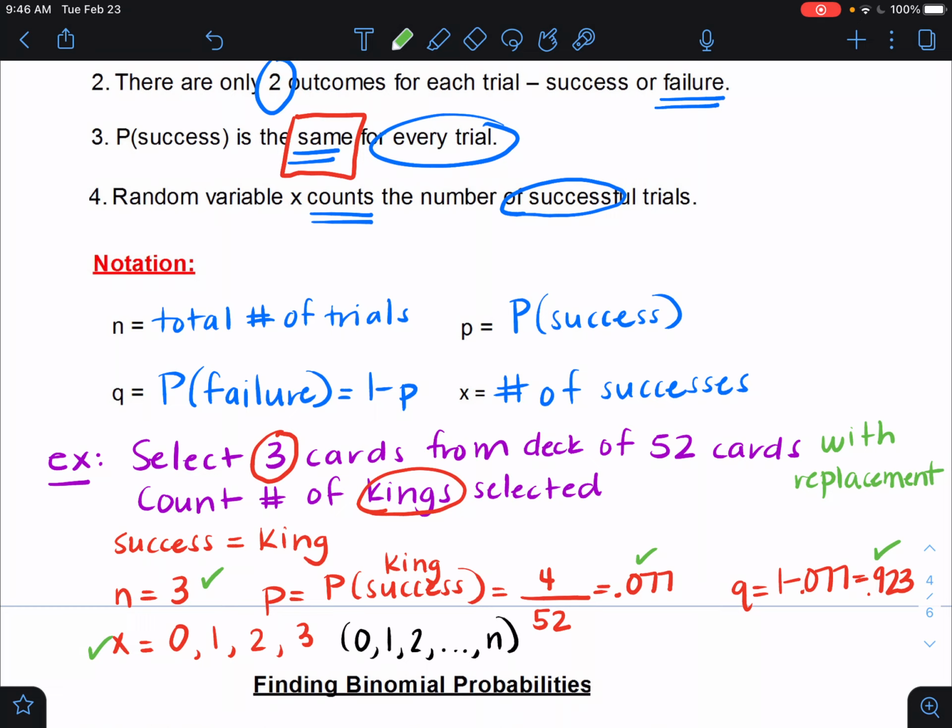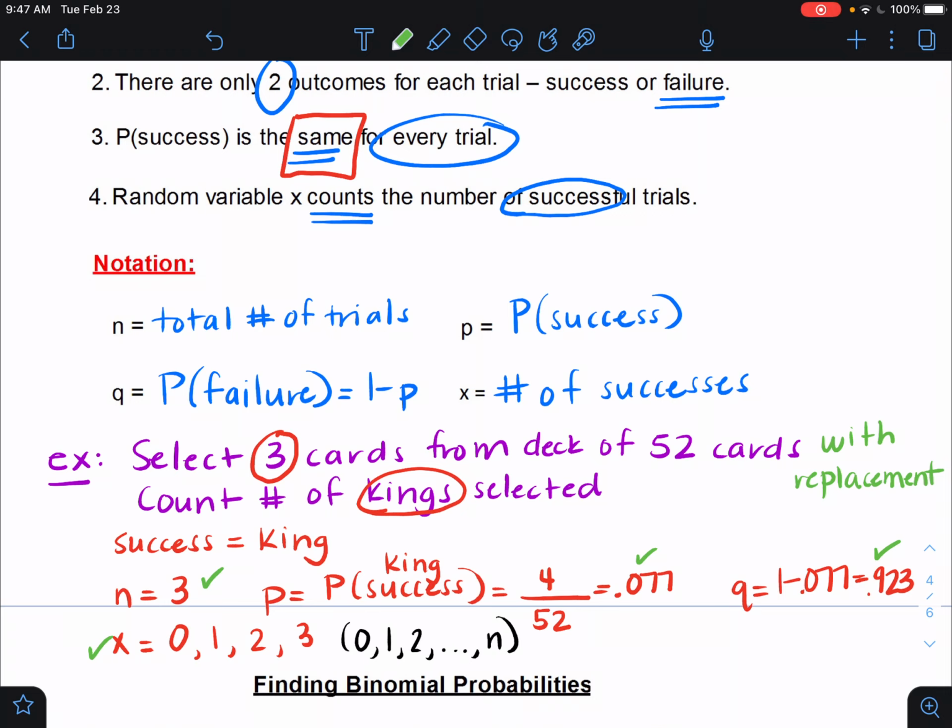Okay, so this is what I'm going to do anytime I'm asked, is something a binomial experiment, or if I'm just thinking about using the binomial distribution, right? I want to check these before I do. And I have to be able to identify n, p, q, and x, or I'm not going to be able to use the formulas that go along with the binomial distribution.